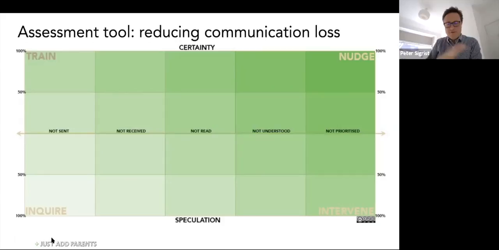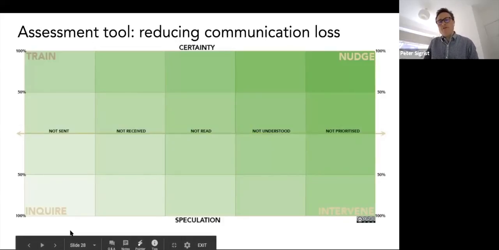From left to right, it's the five different reasons messaging fails, as Simon just alluded to, from not sent through to not prioritised. Then on the vertical scale, you've got no knowledge as to what's going on, which is where it's pure speculation. And at the top, you've got 100% certainty. We know exactly what it is that's going on. So the tool is designed to organize an inquiry or an investigation of some sort.